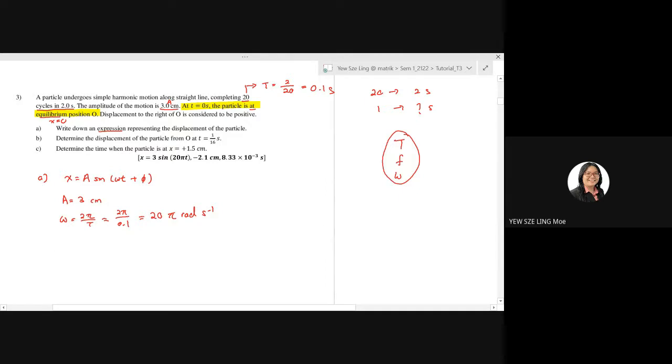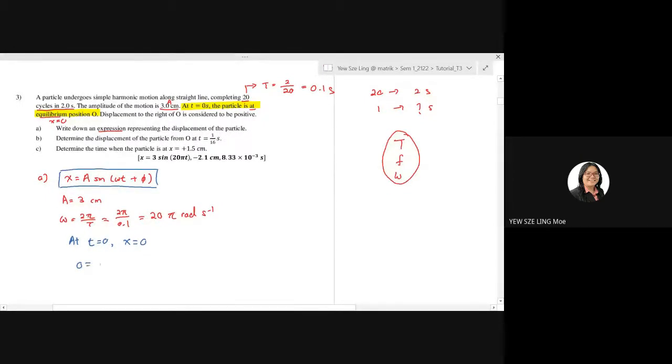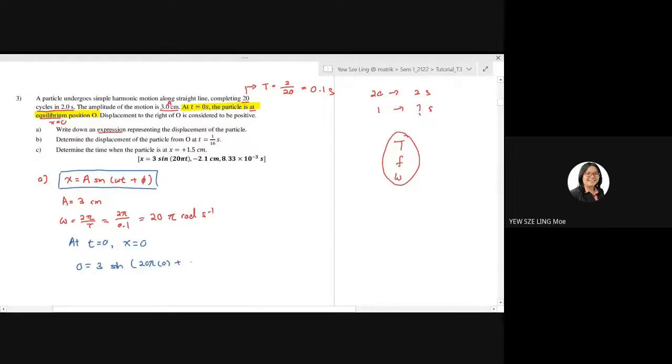So what we know is, okay, let me change the color first. So this is how we determine the initial phase angle. At t equals 0, x also equals 0. That is based on the statements that I highlighted in the question, right? So now I'm going to sub everything into my general equation. So x0 equals 3 sine of 20 pi times 0 plus phi.